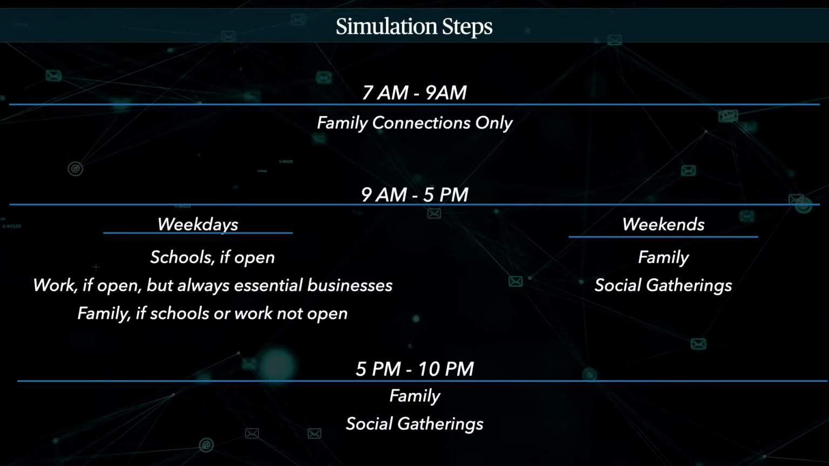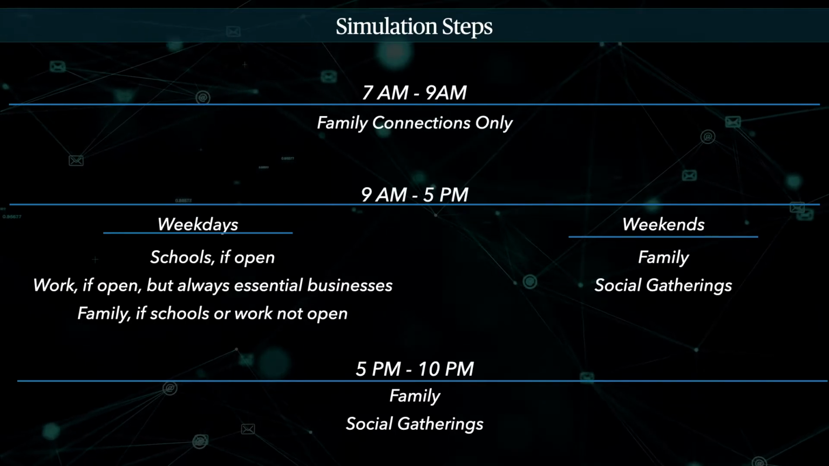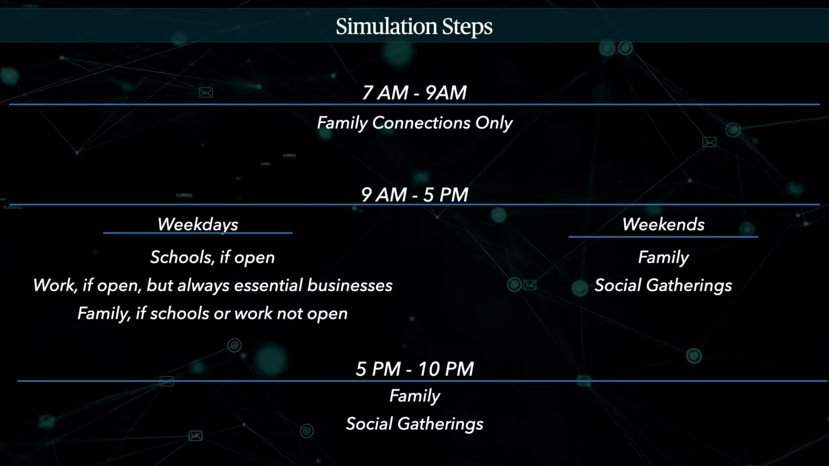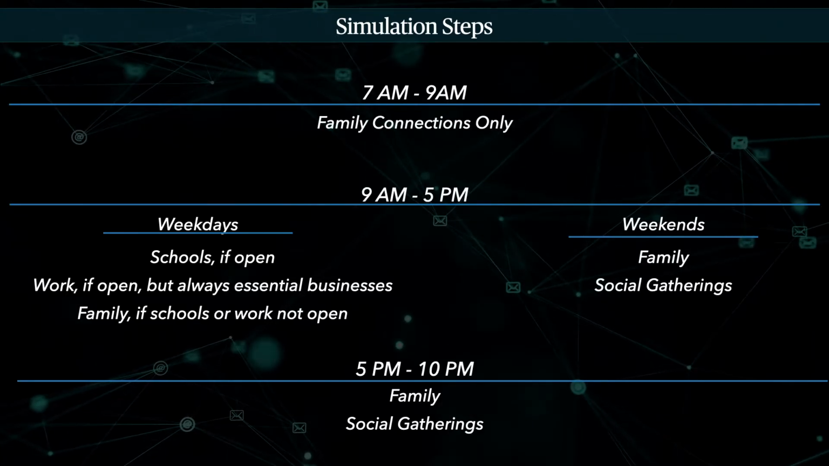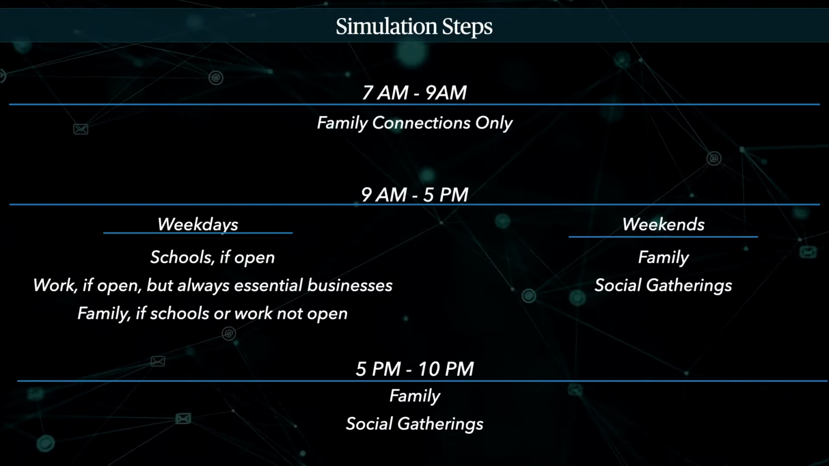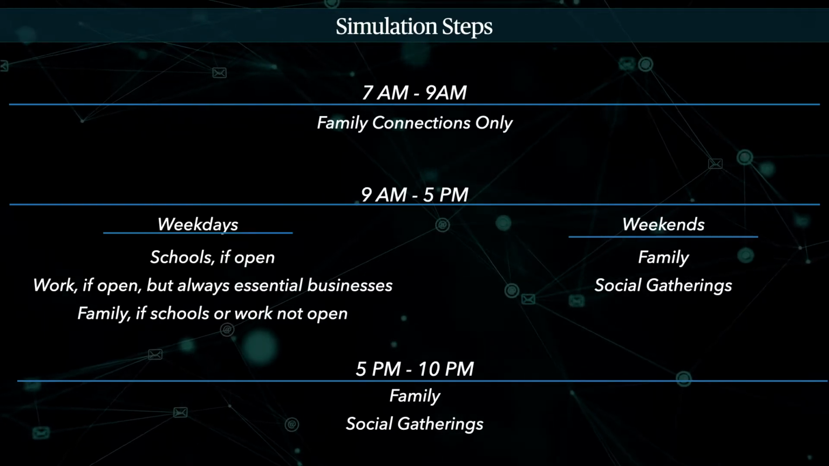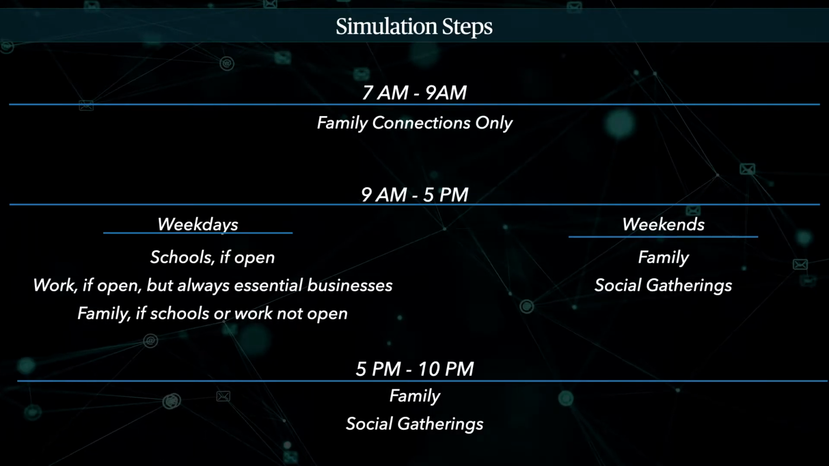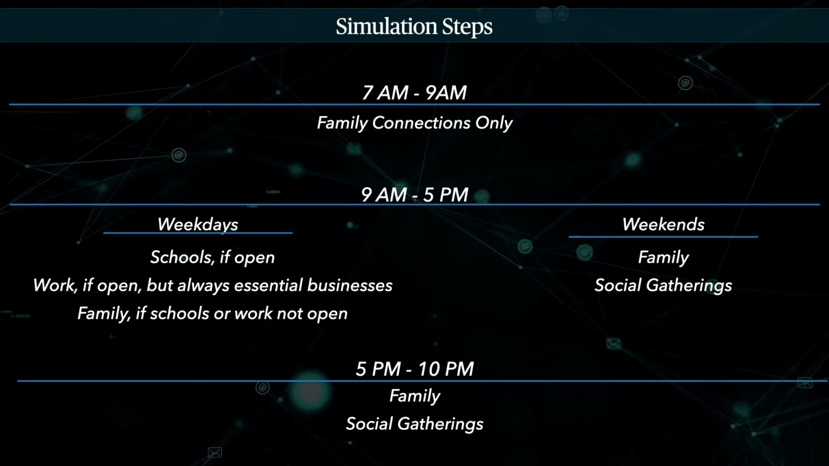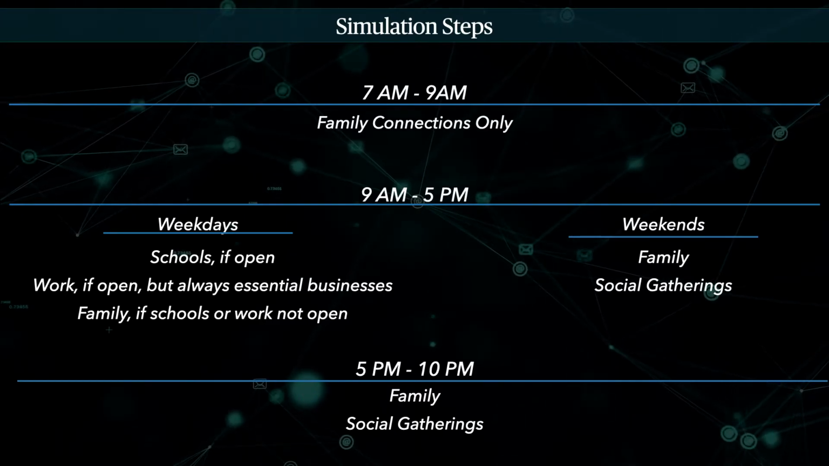Here's how the simulation proceeds. From 7 a.m. to 9 a.m., the social network is comprised of only family connections. From 9 a.m. to 5 p.m., however, it gets a little more complicated. During the week, if schools are open, then children's family connections are removed and replaced by school connections. Likewise, for adults, work connections. If schools and workplaces are closed, then the family connections are retained.